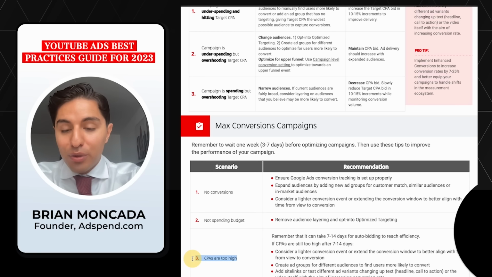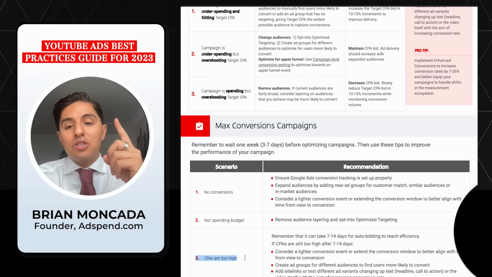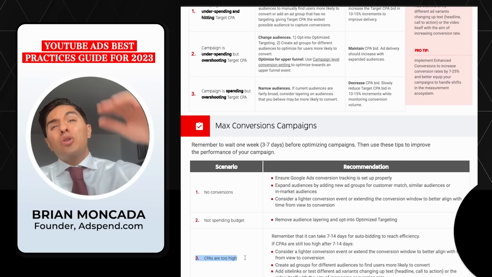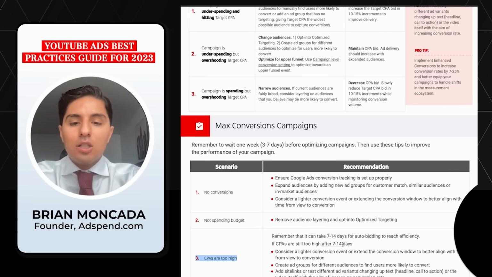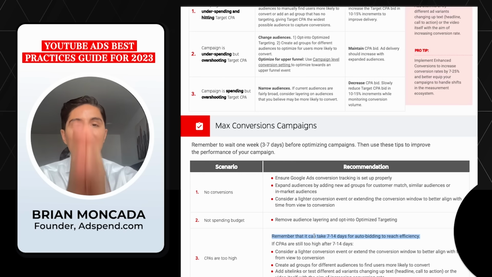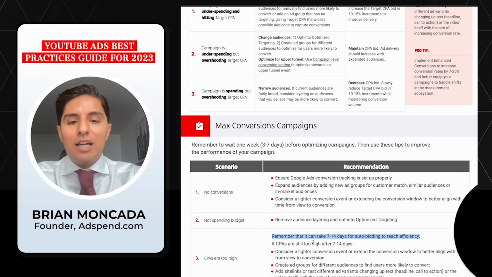Now, scenario number 3, CPAs are too high. You're using max conversions, but your cost per acquisition is too high. It's $30 and you want $10 cost per lead. Remember, it can take 7 to 14 days for auto bidding to reach efficiency, which is why you need to be patient. You need to have a budget. You need to have emotional grit. You can't be emotional. You've got to be disciplined.